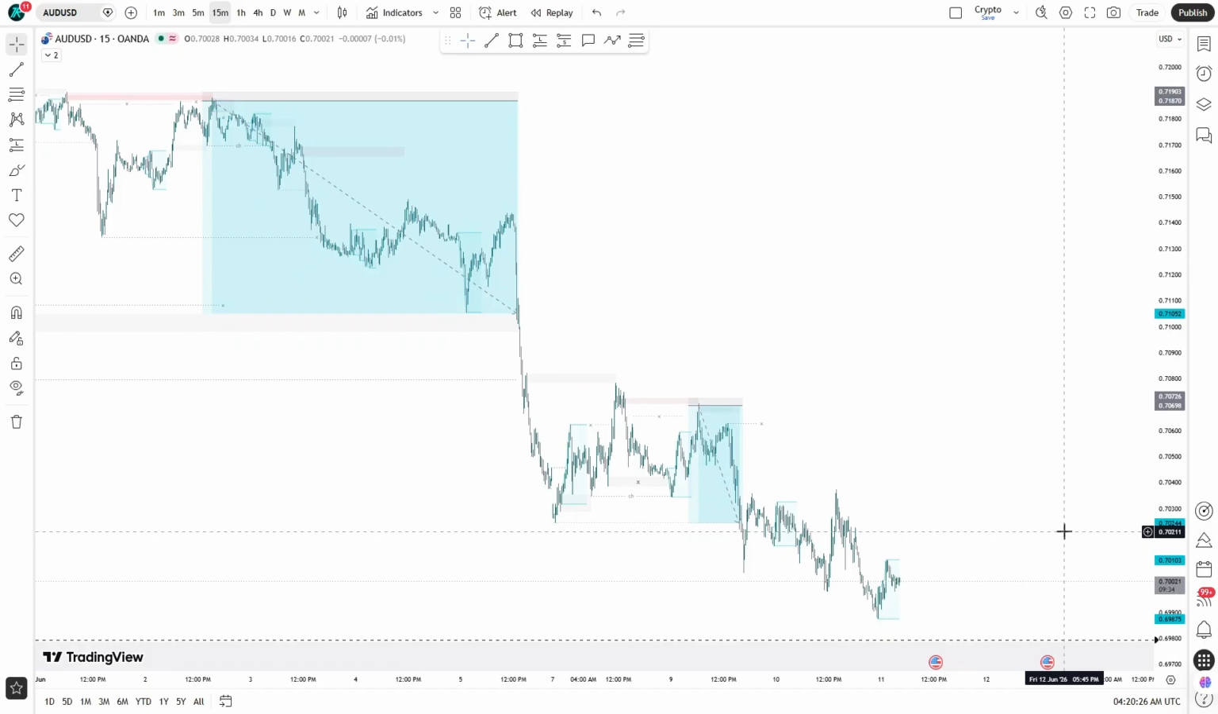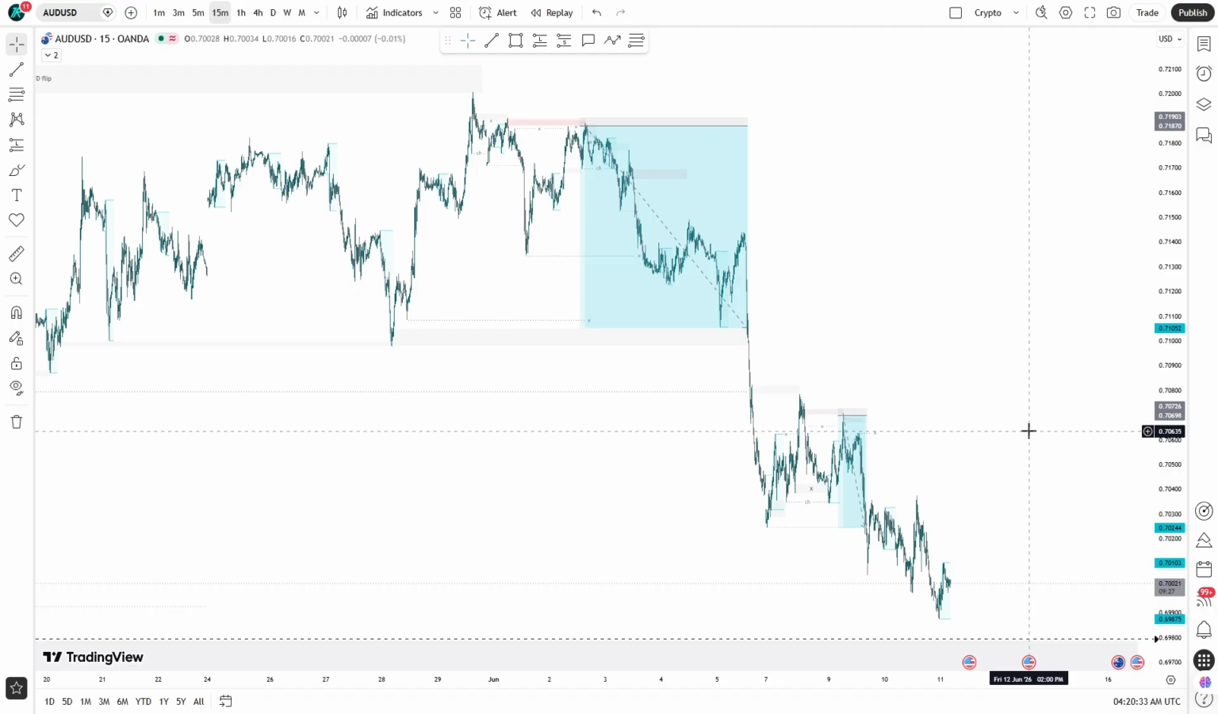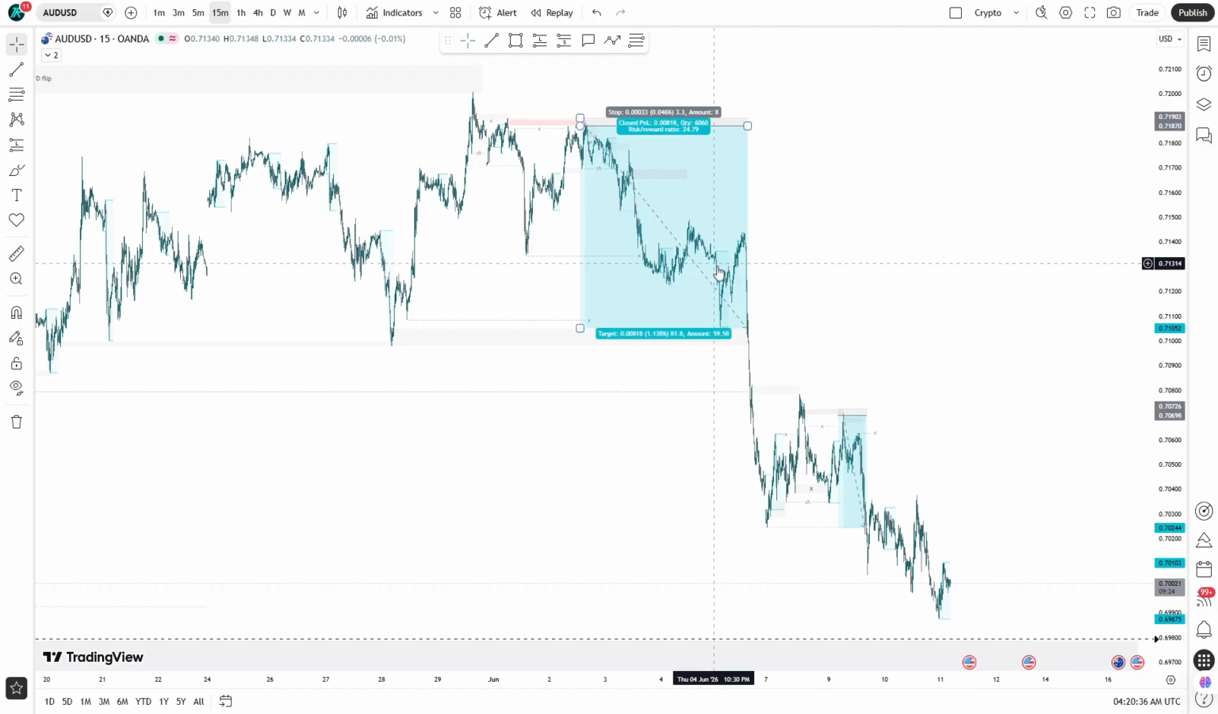Today we are doing a case study on AUDUSD. As you can see in the chart, there are two trades, two sell trades. The one I actually took was this one.